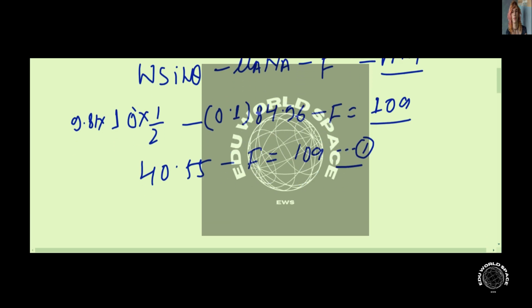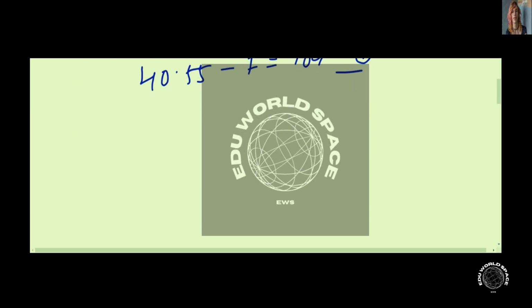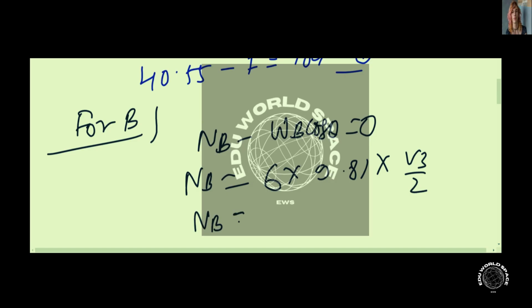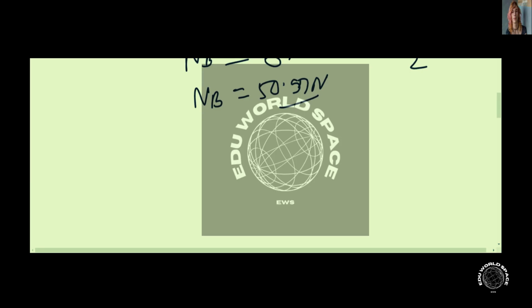Now we work on block B. For block B, in the y direction the net force will be 0, so NB minus WB cos theta equals 0. So the normal is WB, which is 6 into 9.81 into cos theta, which is root 3 upon 2. This becomes NB equals 50.97 Newton.